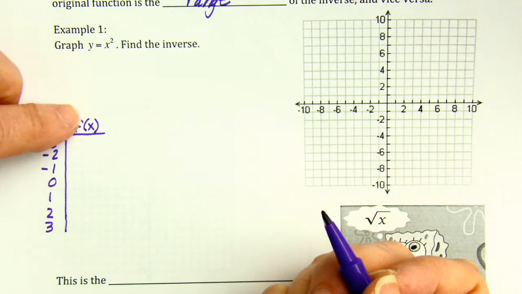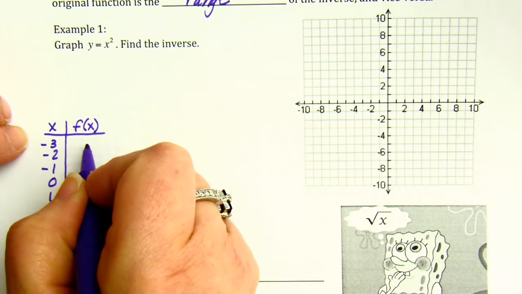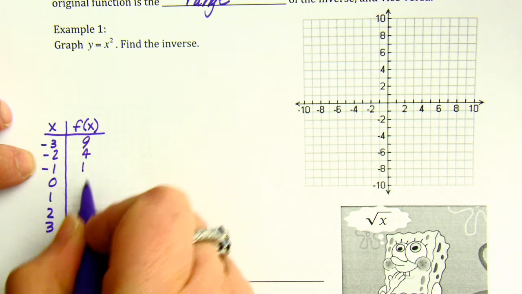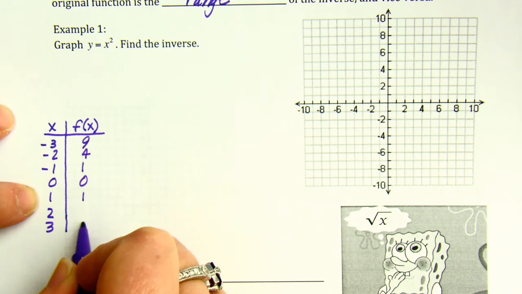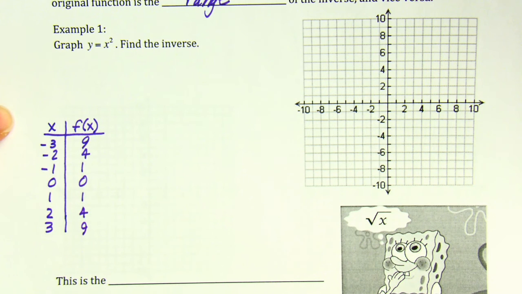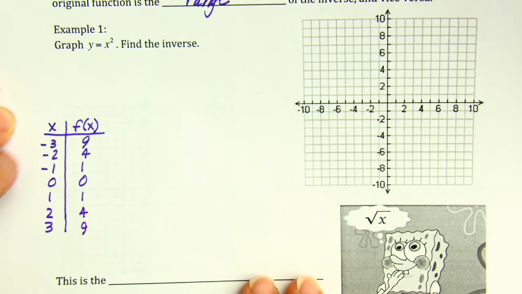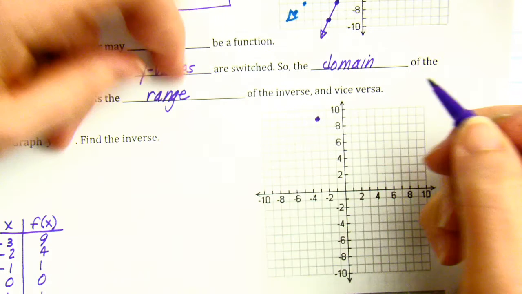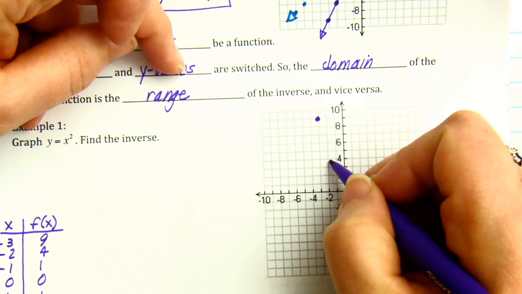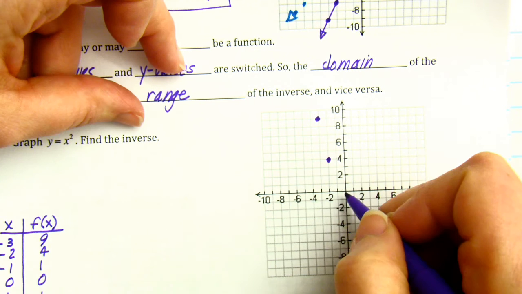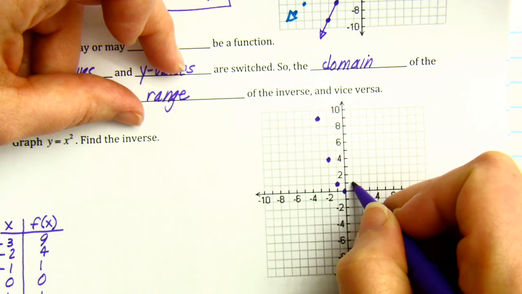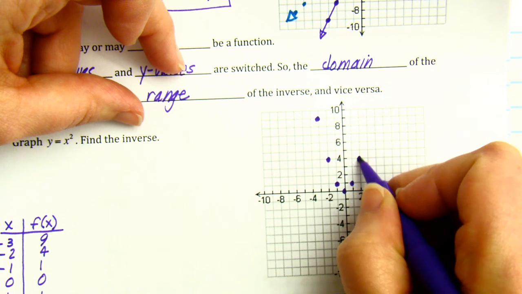The function is x squared, so this squared is 9, this one squared is 4, this one squared is 1, that one squared is 0, that's 1, that's 4, that's 9. Okay, we're going to plot these ordered pairs. X is -3, y is 9, x is -2, y is 4, x is -1, y is 1, 0, 0, 1, 1, 2, 4, 3, 9.